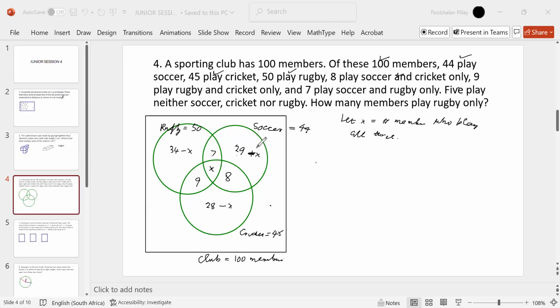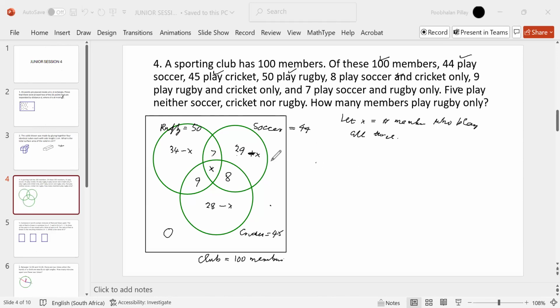So the question is, how many people play rugby only? So it looks now, of these 100 members, everybody plays one of them. There's nothing here, right? Because according to the question, it's evident that everybody plays something, and these are the only 3 sports which are offered in this. All right. So now, in other words, when you add up all these, you're going to get 100.